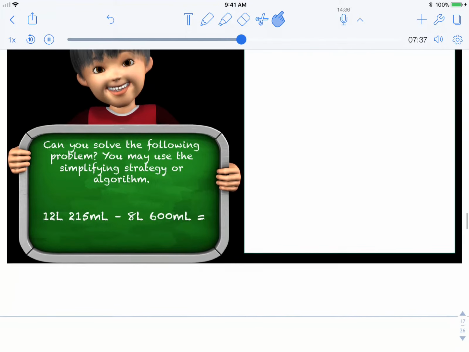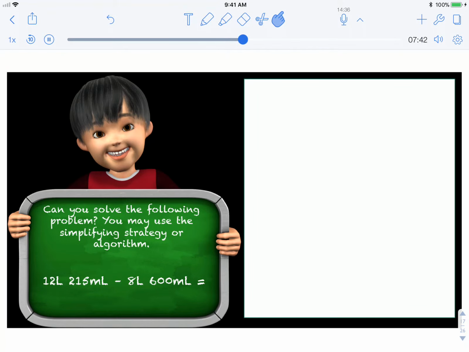Can you solve the following problem? You may use a simplifying strategy or algorithm. So, go ahead, pause it. Just remember, 1,000 milliliters is the same as 1 liter. So you could say 12,215 milliliters minus 8,600 milliliters, or you keep them the same and subtract. Your choice. Pause it, solve it, move on when you're ready.